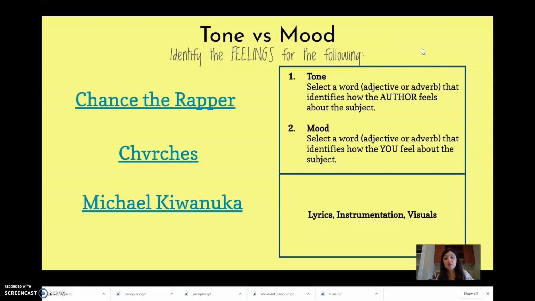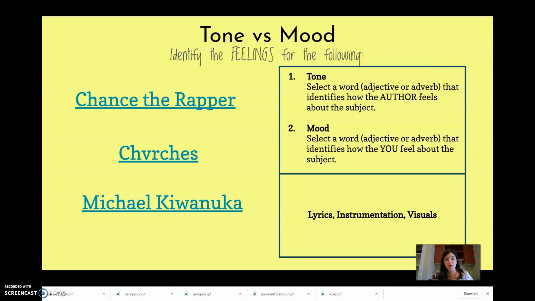And now you guys will be doing this for actual music videos. You'll be determining the connotative and denotative meaning of words in the title and lyrics. And you'll also be deciding the tone that the author is intending, or the artist is intending. And then you'll have a mood that you feel because of it.